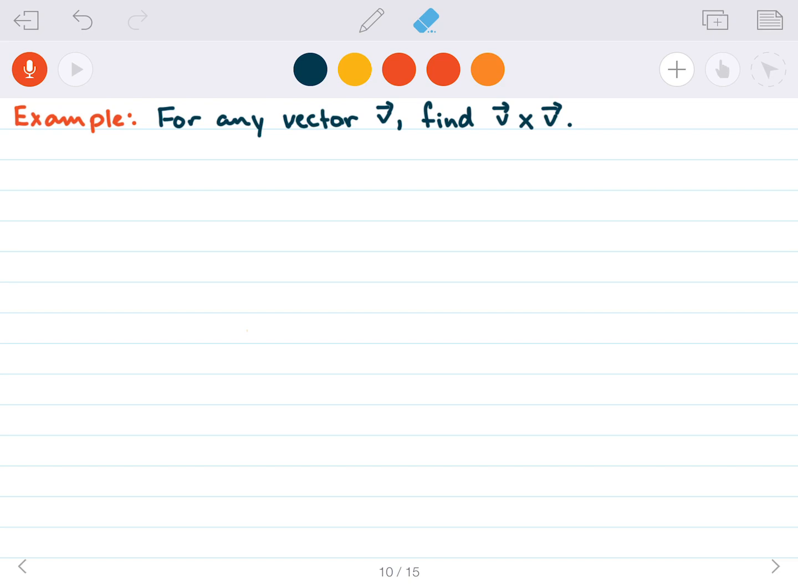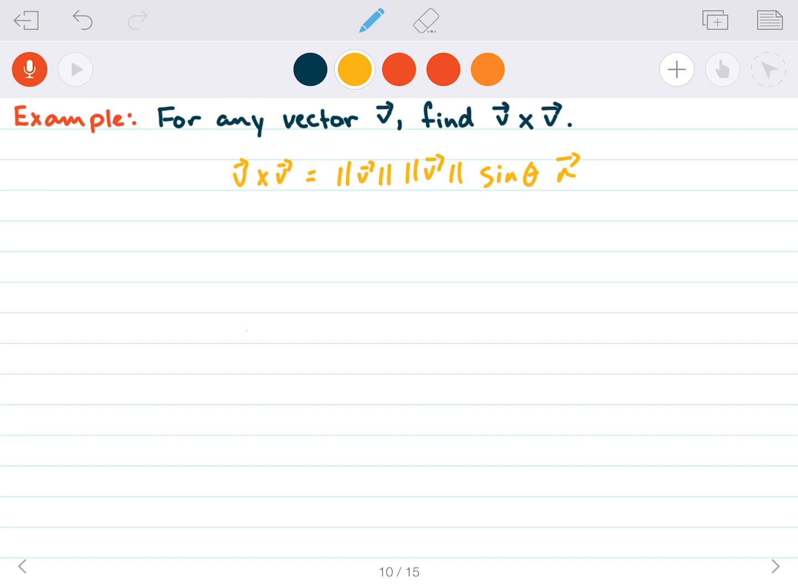Okay, so for any vector v, find v cross v. So you could use the algebraic definition if you wanted to, and give some components for v and figure out what the cross product is that way. I think it's a little bit more useful to use the geometric definition in this case. So the geometric definition says that v cross v is going to equal the magnitude of v times the magnitude of v times the sine of the angle between them times a normal unit vector to both of those vectors. In this case, it's the same vector v.